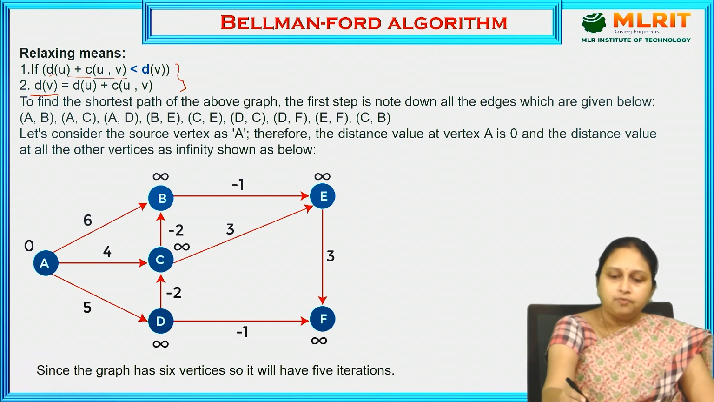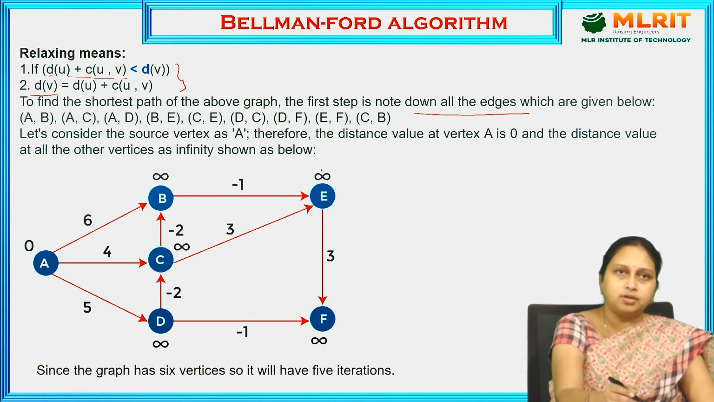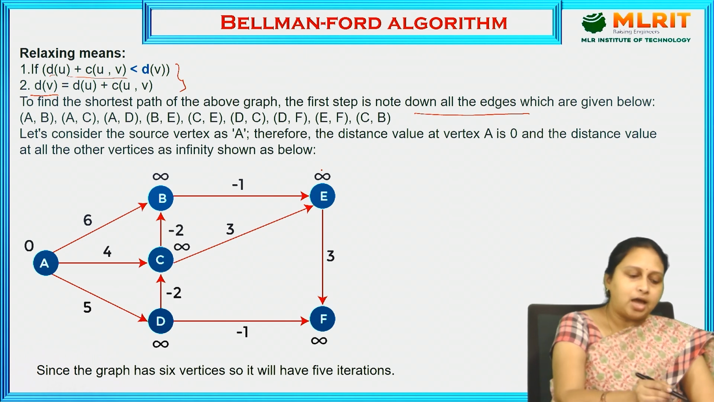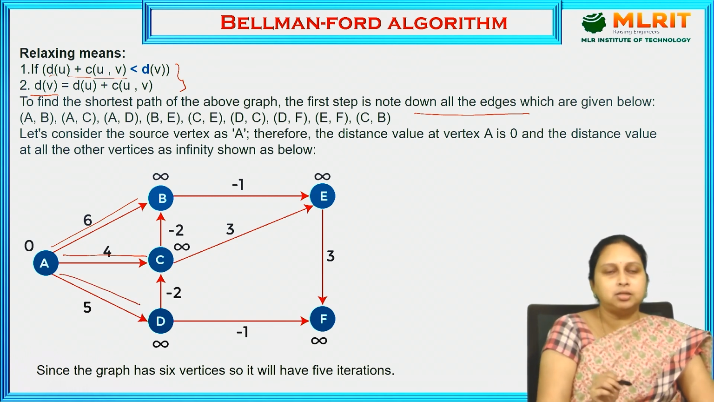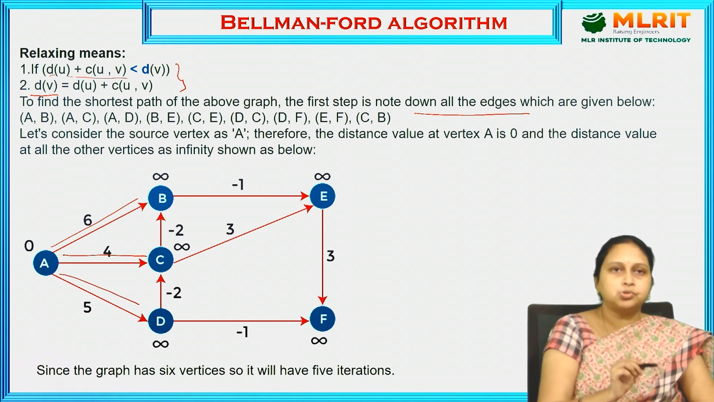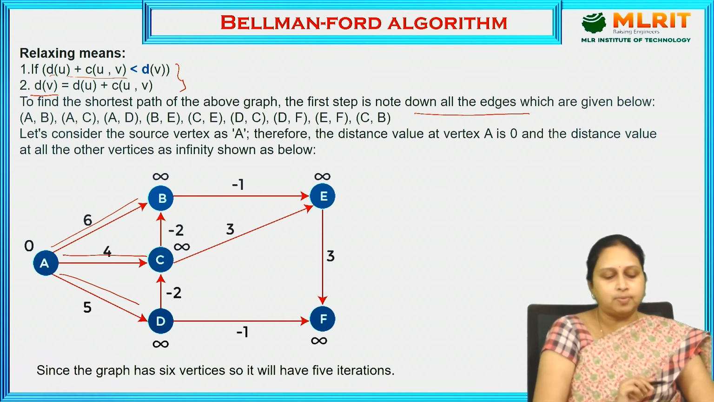Okay, we need to note down all the edges which are given in the graph below. Now observe here, these are the nodes we have, and what are the edges we have? We have A to B as one edge, A to C is another edge, and A to D is another edge. An edge is nothing but how we move from a source node to a destination node, an outgoing edge from the source node to the destination node.